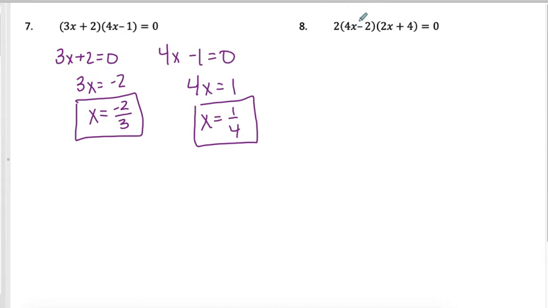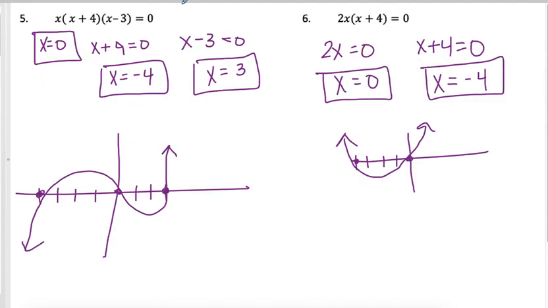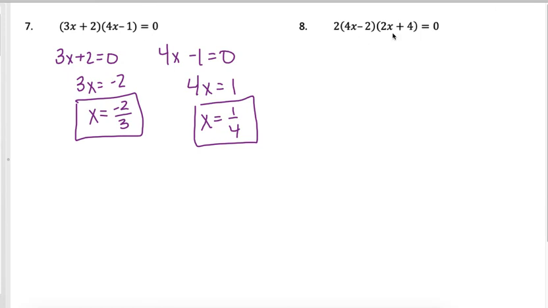On number 8, I have, okay, 3 parts, but notice this one's a little different. This one has an extra x in front. This still only has 2 x's. So even if I looked at that 2, it's not going to give me a solution because 2 can't equal 0. That won't ever give us anything that's a real solution. So I'm going to look at the 4x minus 2 equals 0 and the 2x plus 4 equals 0. Those are going to be my 2 solutions where x's are involved.